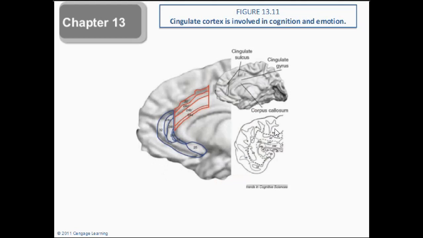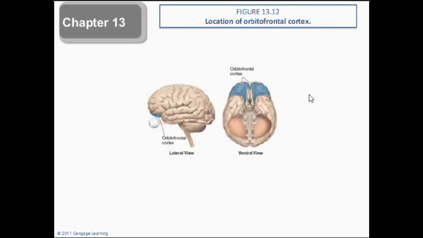Cingulate cortex is involved in cognition and emotion. You can see the brain regions located here. The orbital frontal cortex, seen right here, named because of its location.